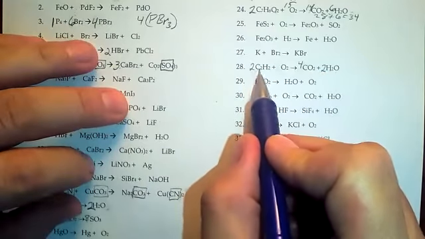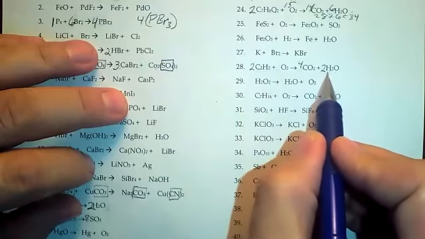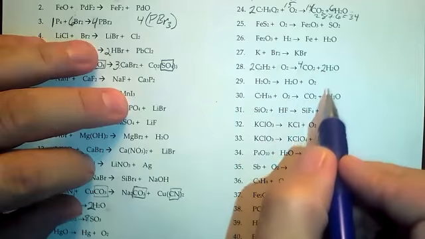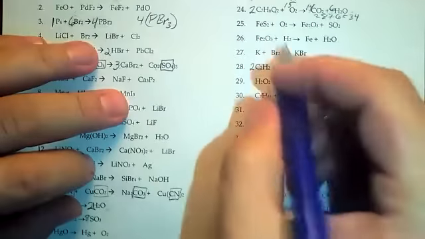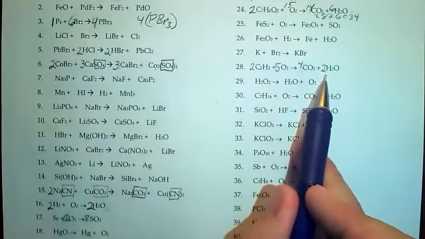So now let's double check. 4 carbons, 4 carbons. 4 hydrogen, 4 hydrogen. How many oxygens? 4 sets of 2 is 8, plus 2 is 10. And look, not all even numbers.